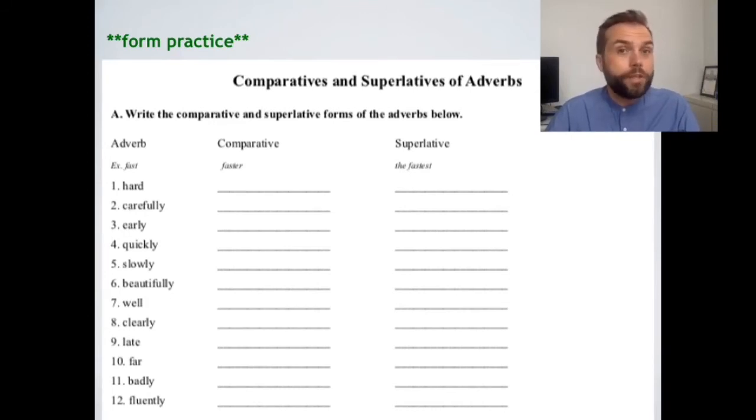Okay, now some of these can be easy to make a mistake. For example, well. Okay, number 7, well, better, best. Number 10, far, further, furthest.